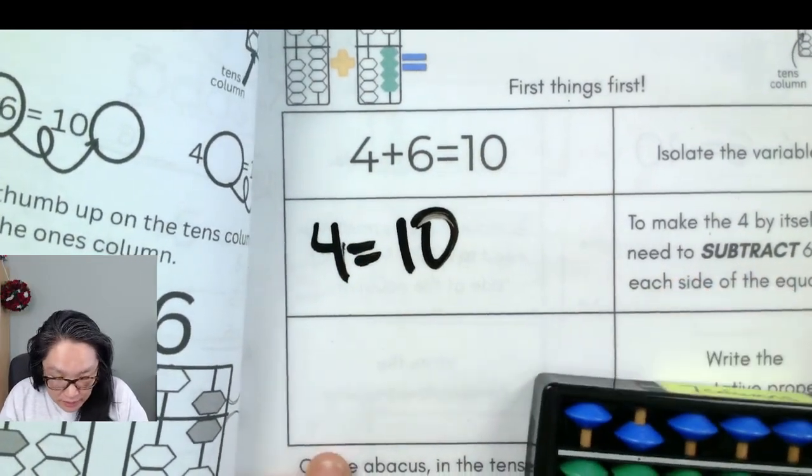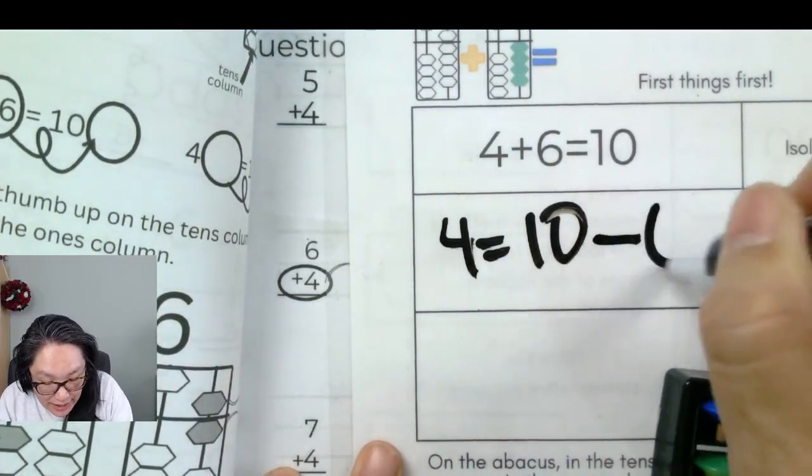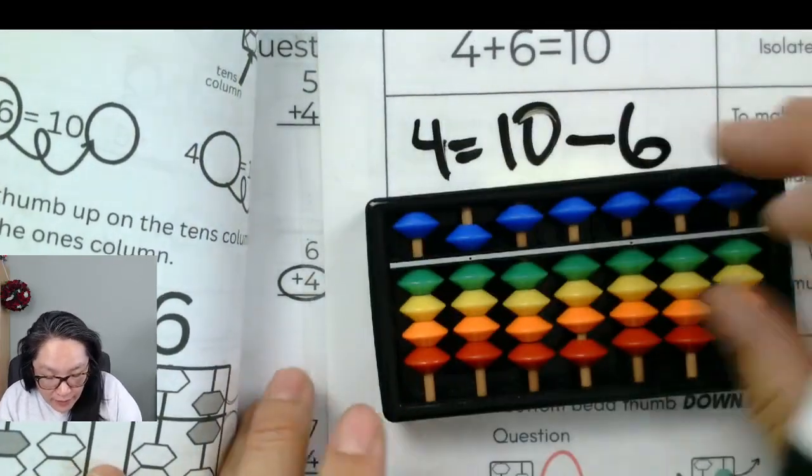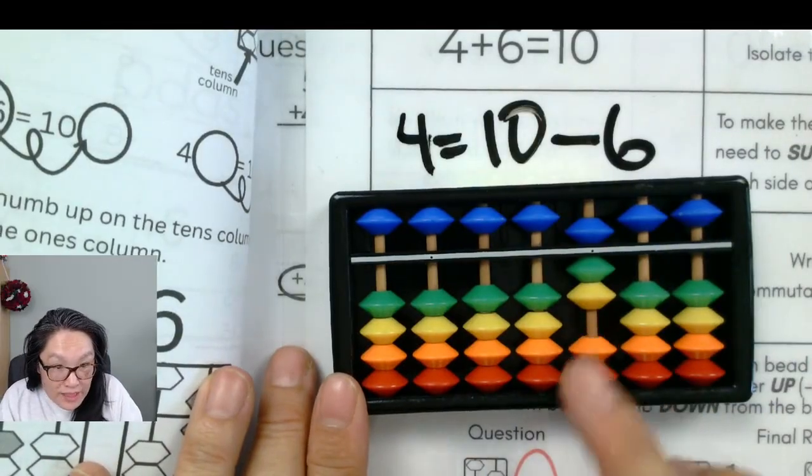No, that's not right. Why? Because this is not equal. We need to balance it out. We need to minus the 6. So my question was 7, and I want to do plus 4. Plus the 4 means modification.